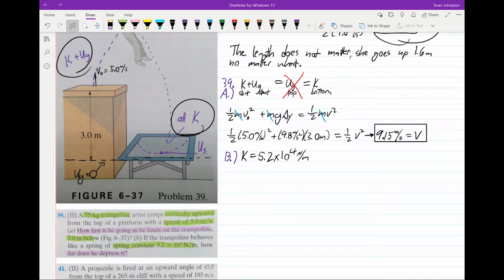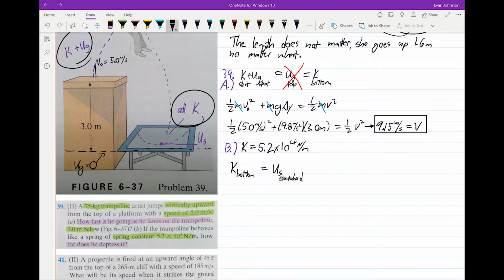So really what we have here is that the kinetic at the bottom is equal to the spring when it's stretched at its max. And so I can go ahead and rewrite this as 1/2 m v squared equals 1/2 k x squared. And we're going to find out how far does he depress it? Okay, so the halves cancel on each side, half and a half. Those cancel out, great.